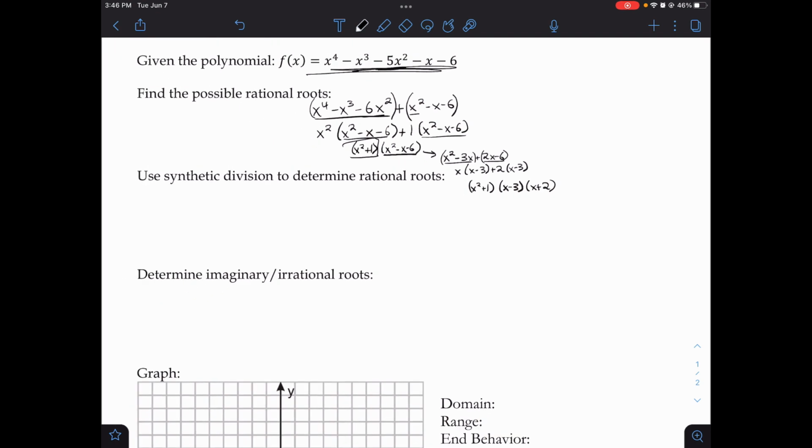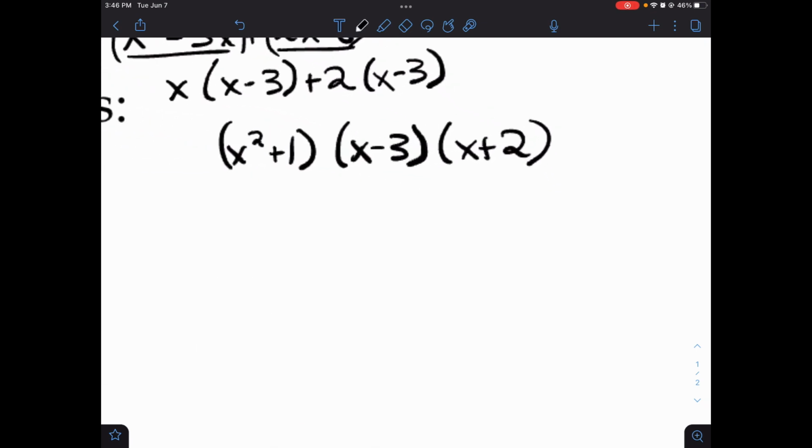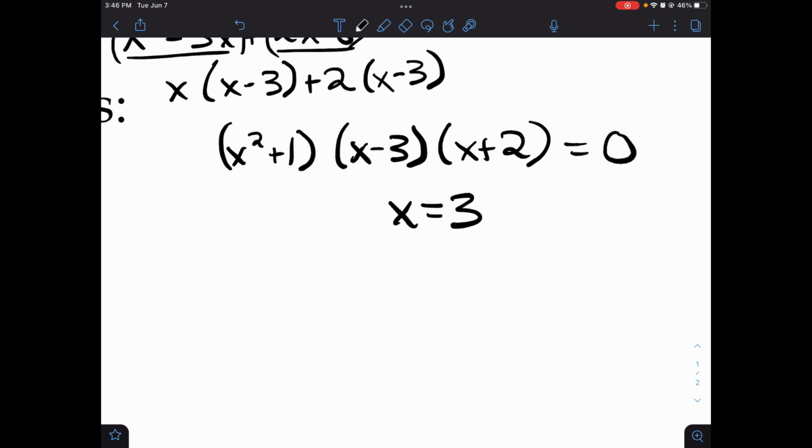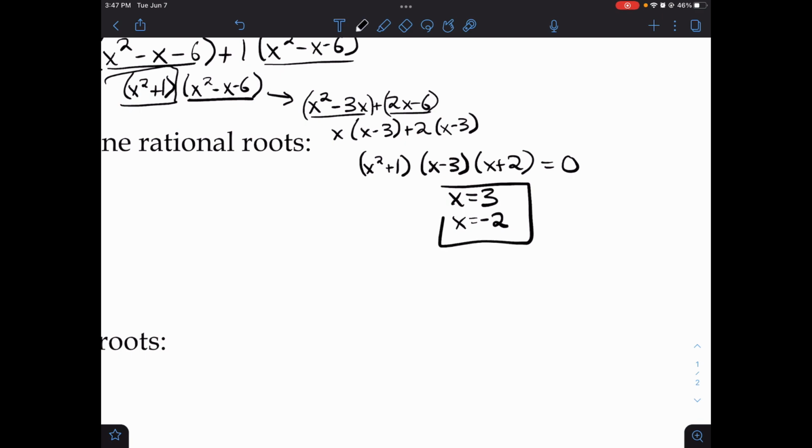Now that we have all our roots, it's asking for the possible rational roots. So our rational roots are anything which are not imaginary, so x is equal to 3, because x minus 3 is equal to 0, so x is equal to 3, and then x is also equal to negative 2. These are our rational roots.